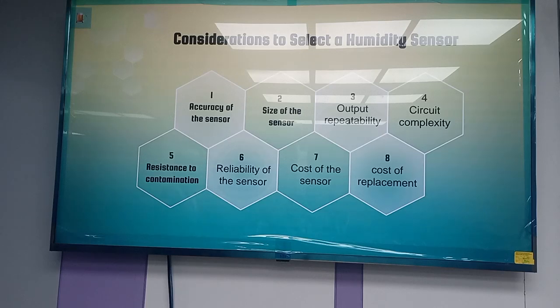Overall, that was a very nice presentation. Thank you for presenting these things in such a way. But the first thing I will ask: you told us that you selected a particular sensor, but you didn't show it. So show. No, you didn't show anything.